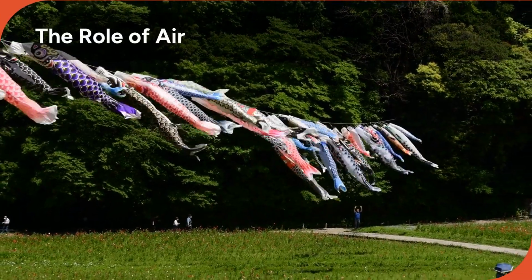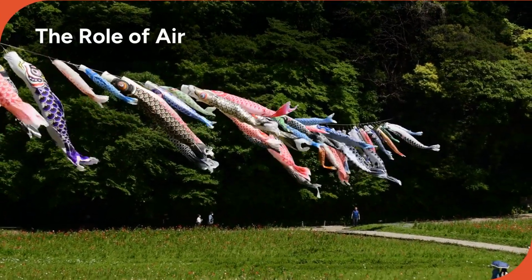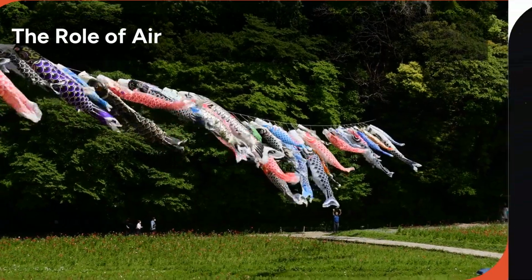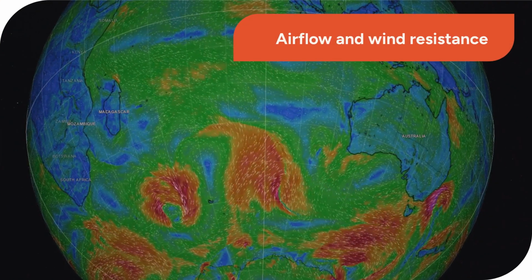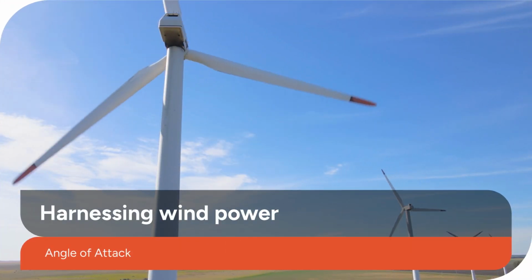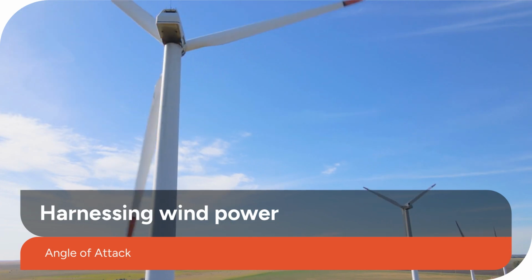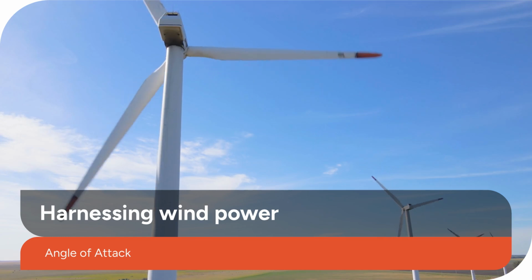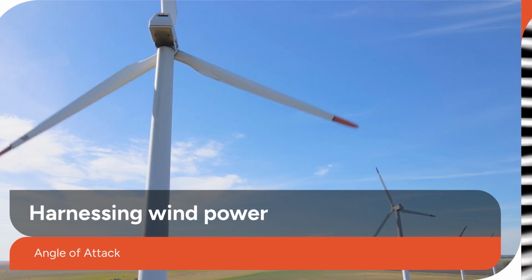The key to a kite's flight is air, specifically how the kite interacts with moving air or wind. As wind hits the kite's surface, it creates resistance and is split into streams flowing both over and under the kite. By adjusting the kite's angle relative to the wind, known as the angle of attack, the kite can efficiently convert wind force into upward motion.